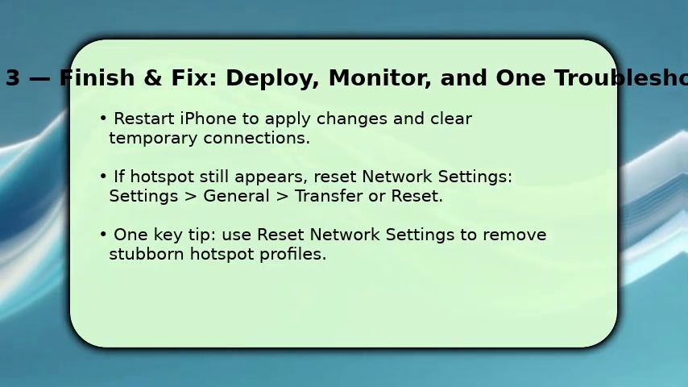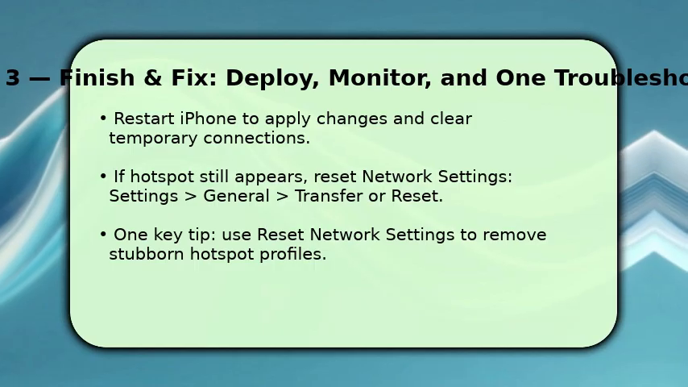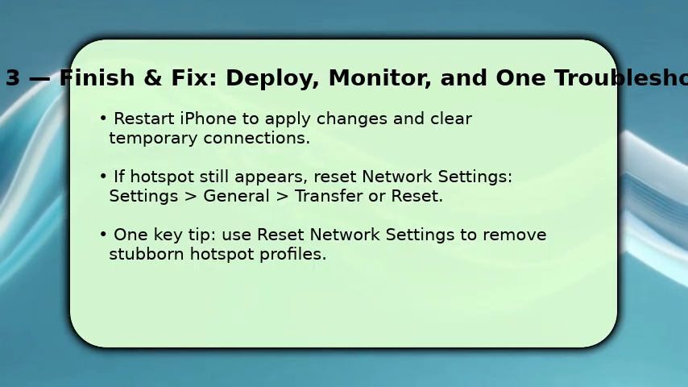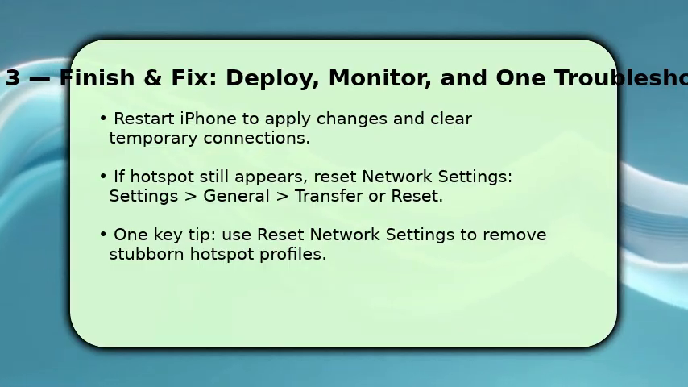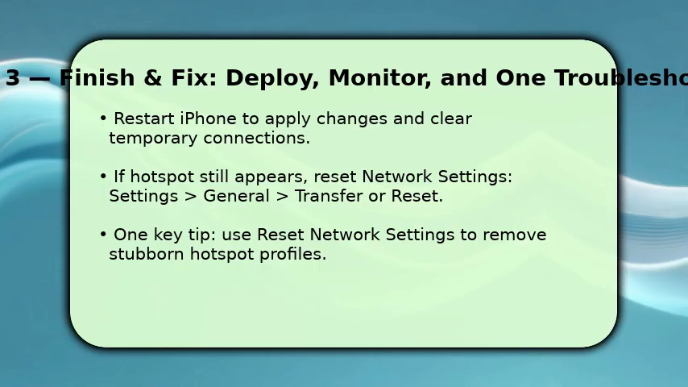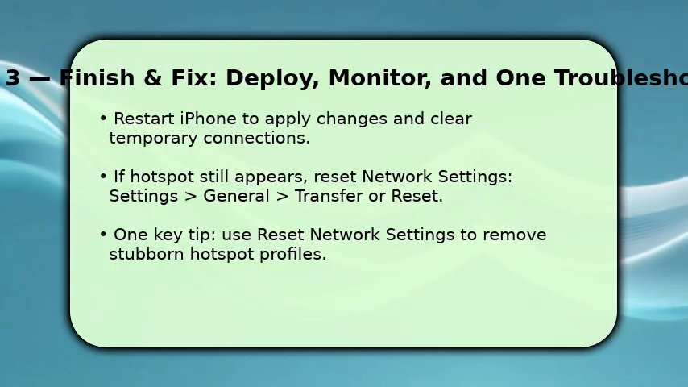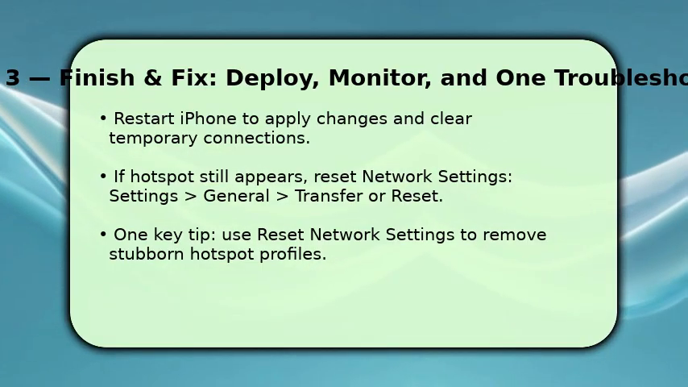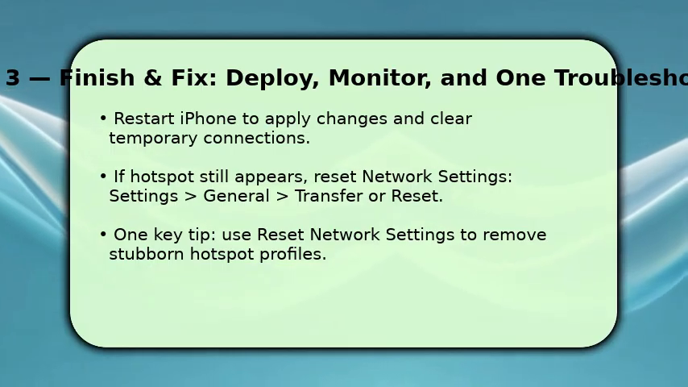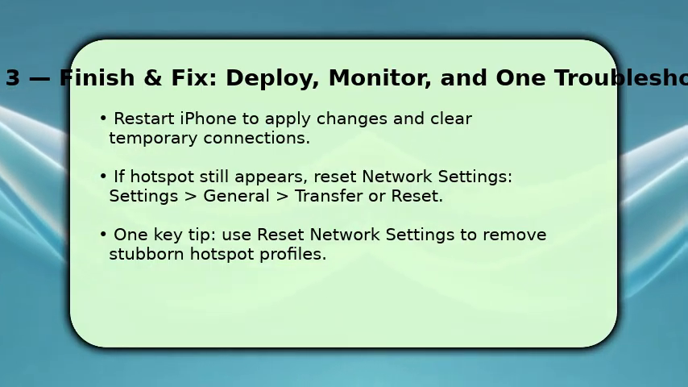If the personal hotspot option still appears or devices keep reconnecting, go to Settings, General, Transfer or Reset iPhone, Reset, Network Settings. This removes saved networks and hotspot profiles, which forces a clean state. Remember, resetting network settings will remove Wi-Fi passwords, so have them handy. If problems persist, contact your carrier, because some tethering privileges are managed on their side.